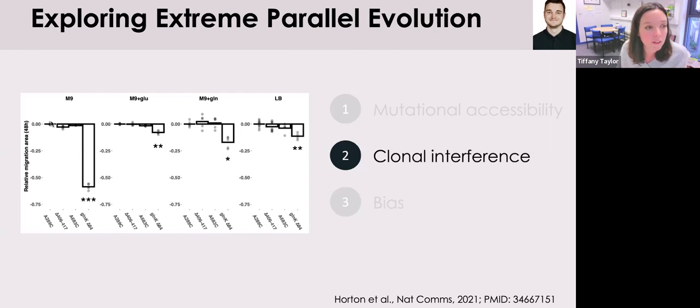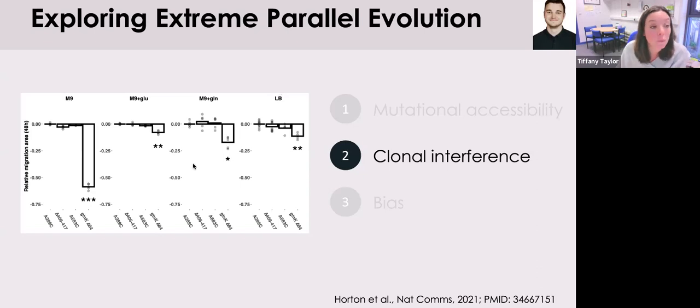That's why it's all centered around 0. Anything significantly above 0 is going to have a stronger swimming phenotype, and anything significantly below 0 is going to have a weaker swimming phenotype. This is looking at all the different mutations that we'd uncovered so far in that previous experiment I just described, across different nutrient environments again. So you've got low nutrient, then the addition of glutamate, glutamine, and high nutrient.